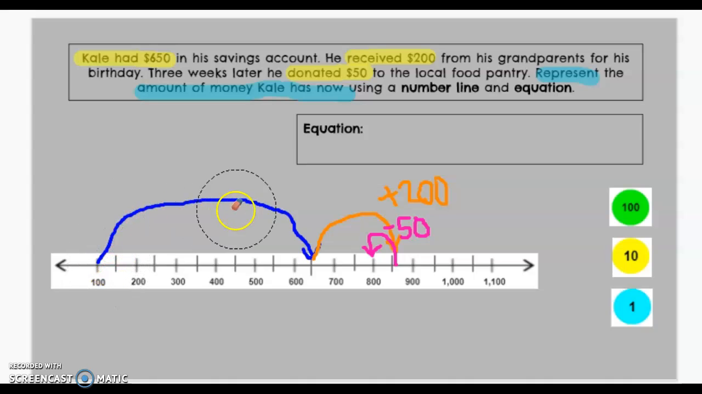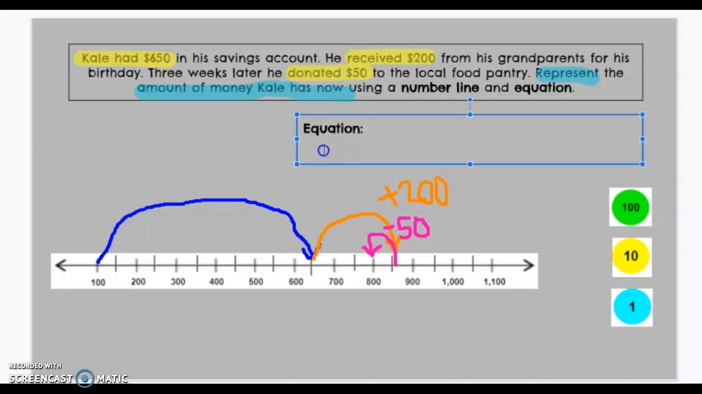represents what he had. He had $650. His grandparents gave him some more money. Then he had $850. Then he gave away some money. He donated it to the local food pantry, and now he has $800.